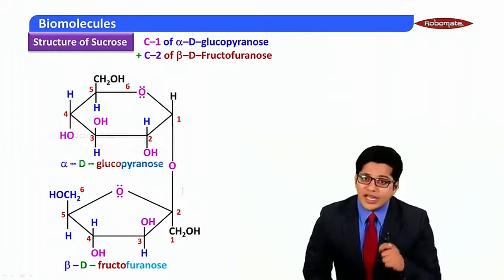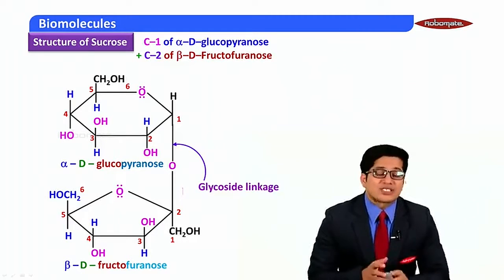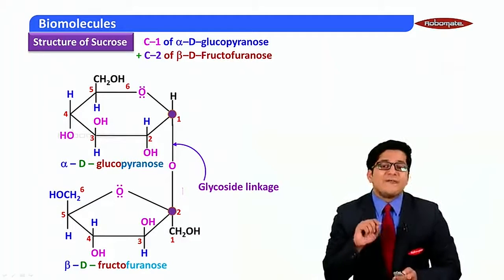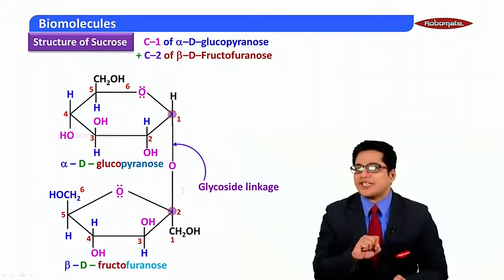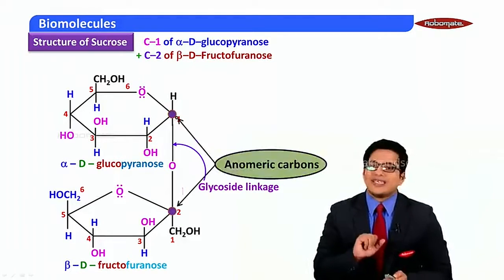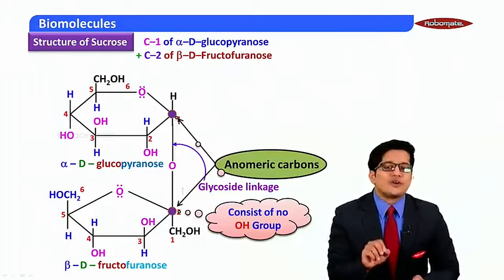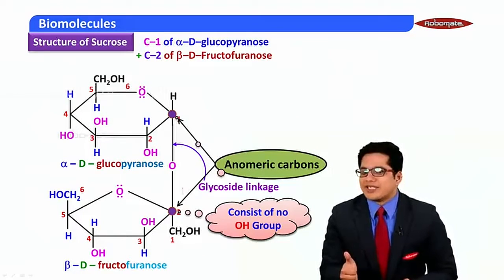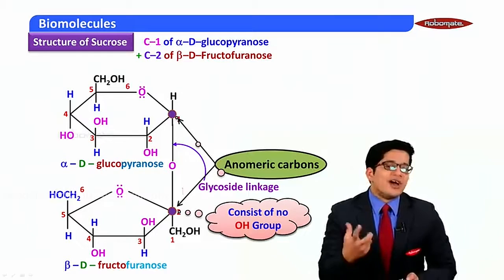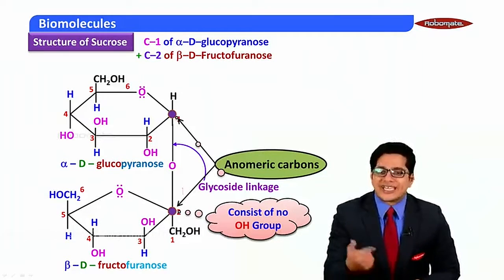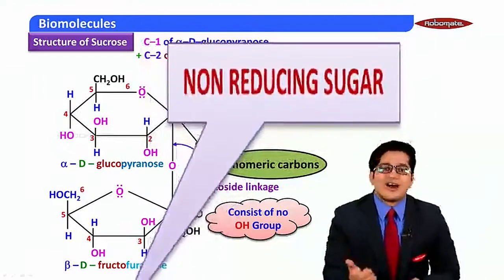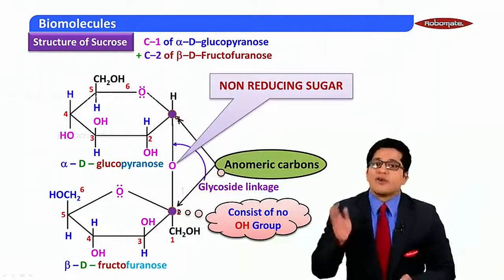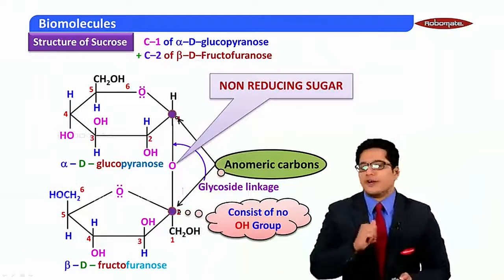Now, if we observe this glycosidic linkage very carefully, the anomeric carbons, that is the first and the second carbons, are not bonded to OH groups. That means these carbons no longer give a positive Tollens reagent test. That means this sugar is a non-reducing sugar. So sucrose is an example of a non-reducing sugar.